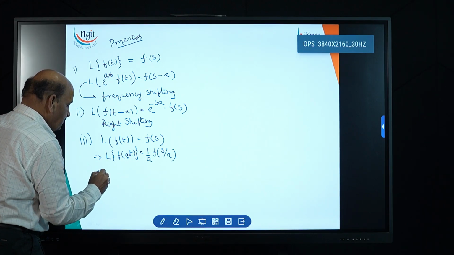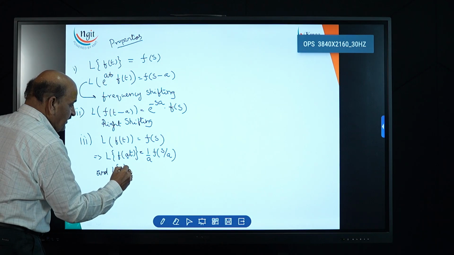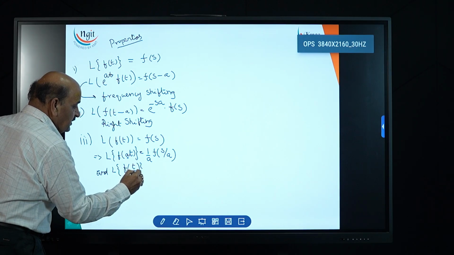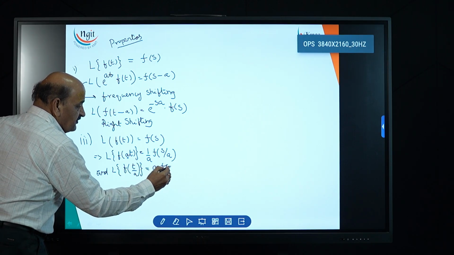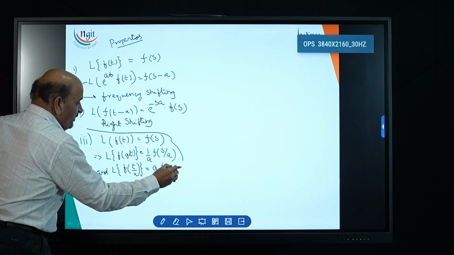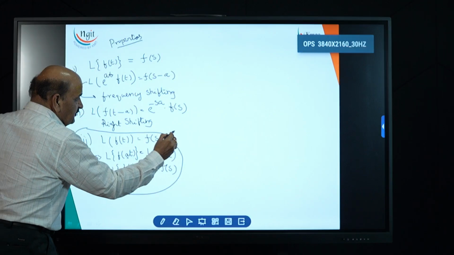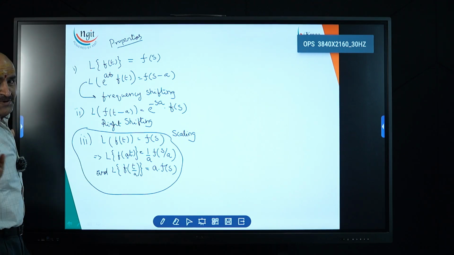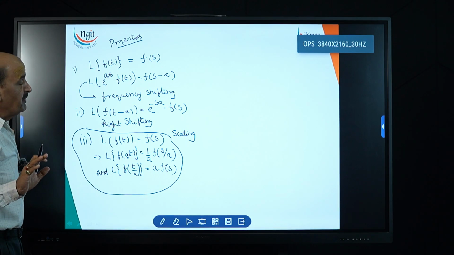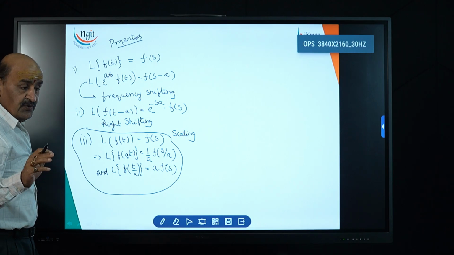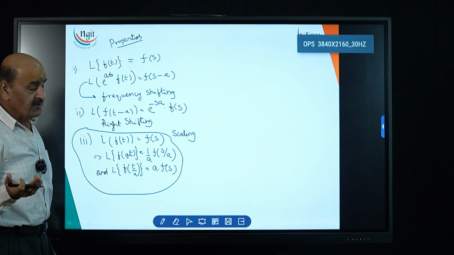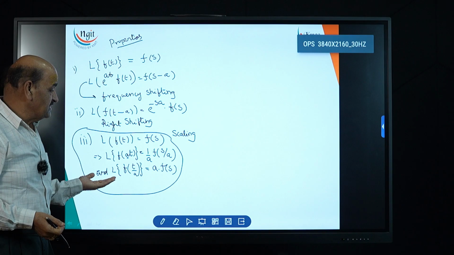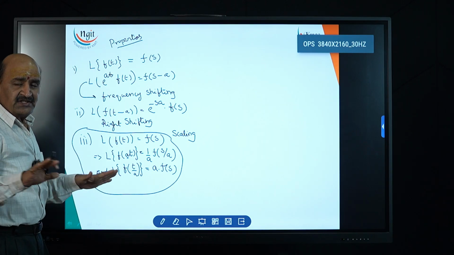Now, L of f of t is equal to f of s. If we divide t by a constant a, this will become a times f of s. This is called the scaling property. The scaling property is the same for all transformations. Remember, we did the scaling property in the case of Fourier transformations, Fourier sine transformations, and Fourier cosine transformations. Here also we are doing the same scaling properties in Laplace transformations. You see, nothing changed in the properties.